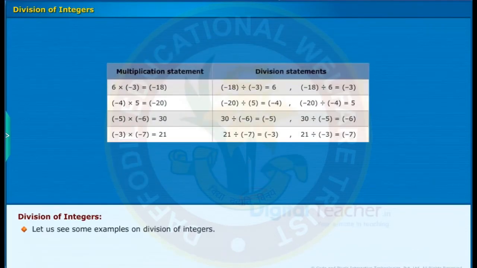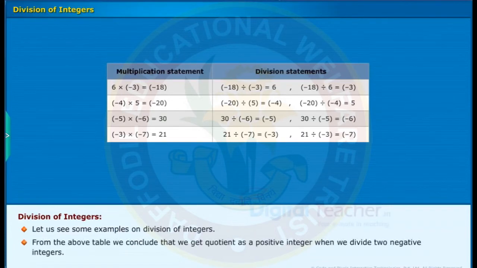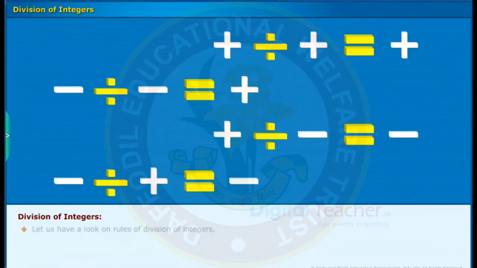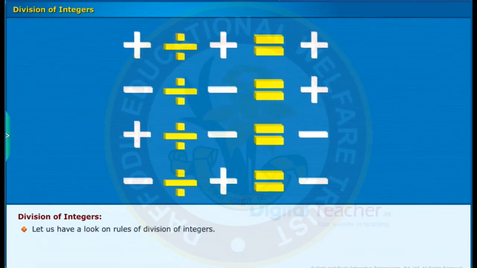Let us see some examples on division of integers. From the above table, we conclude that we get quotient as a positive integer when we divide two negative integers. Let us have a look on rules of division of integers.